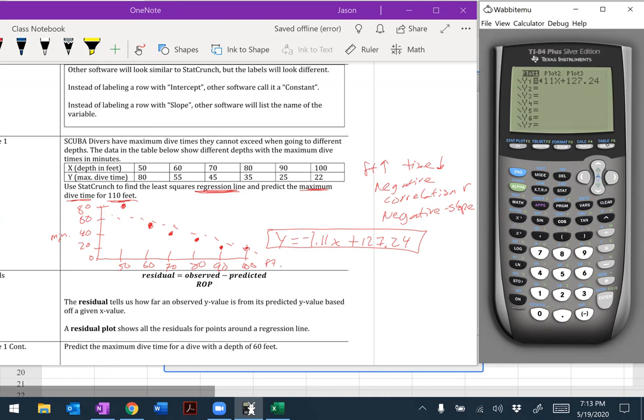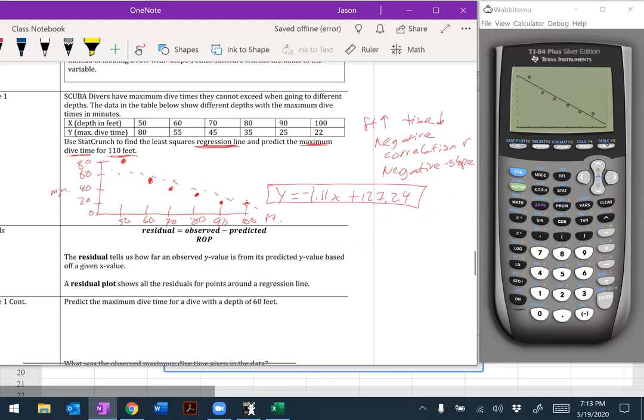Okay, and then I'm going to graph that, hit graph, and look at that. That graphs the line of best fit. So that's my line of best fit. That's the regression equation line. That's the slope and the y-intercept.